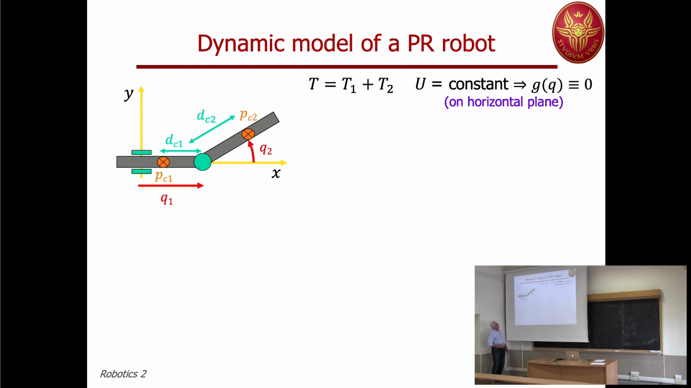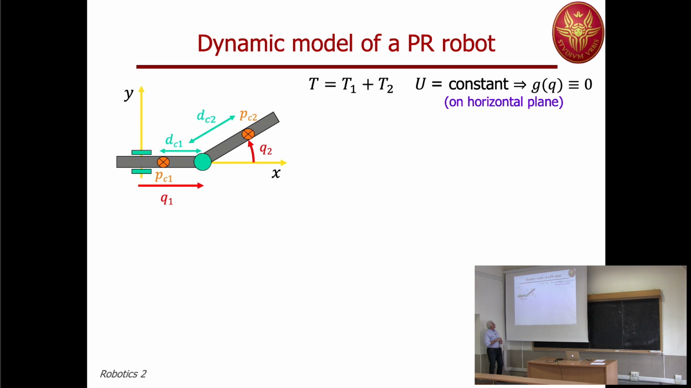So here, despite the slide being vertical, we assume that this is a horizontal plane. So U will be constant and the gradient will be identically 0. So the g of q term will vanish in the model. We will end up with a model which has M of q, q double dot, plus c of q, q dot, equal to the generalized non-conservative forces acting on the q's. And since the robot has 2 degrees of freedom, we will have 2 such second-order differential equations.